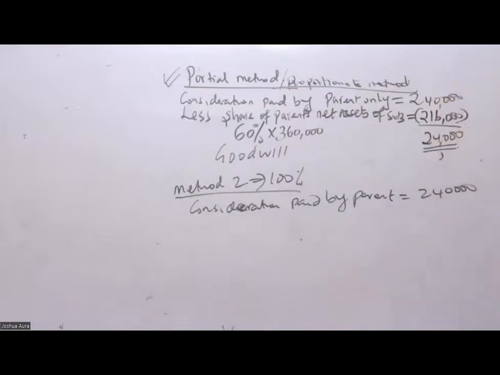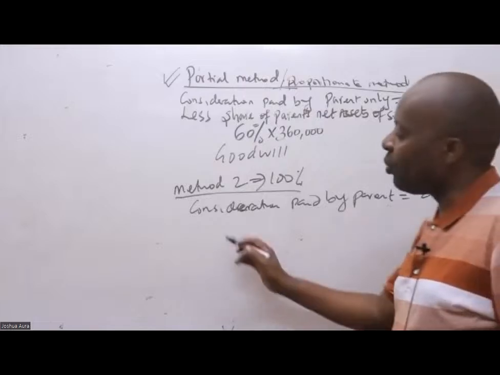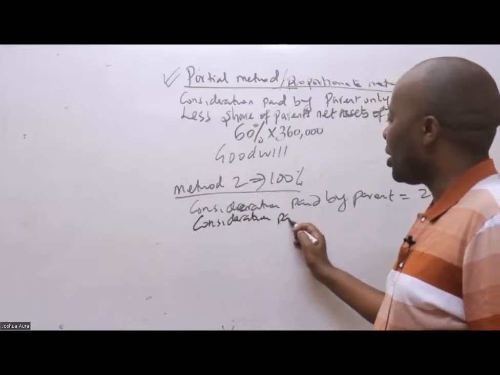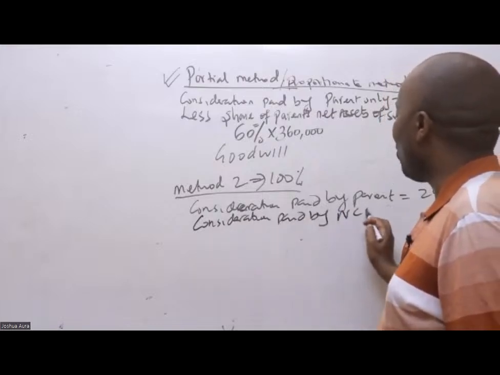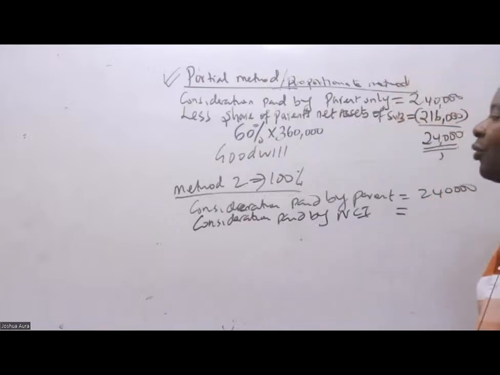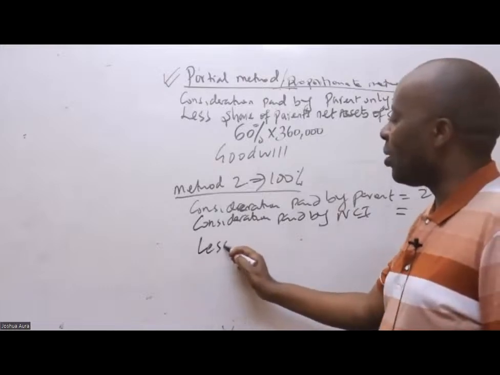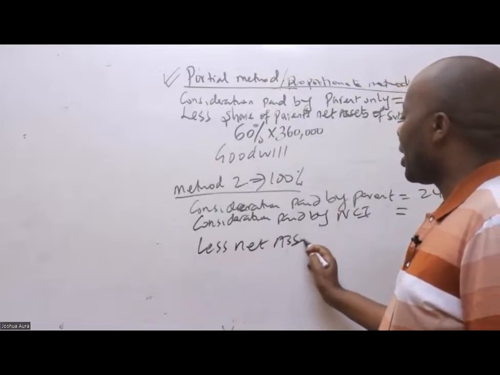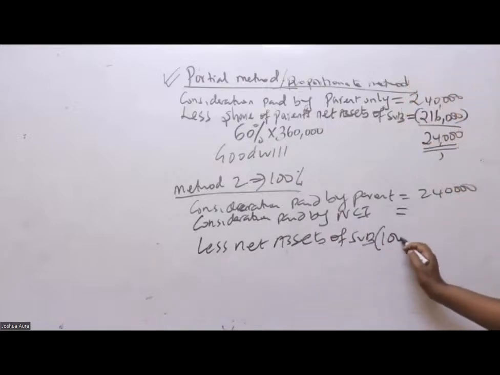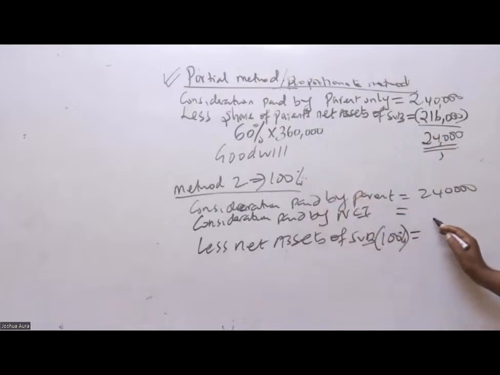They want us to make use of partial method, but they would still want us to bring here the consideration that was paid by NCI. They would want this. I'll show you how to calculate it. And then, of course, we have here less the net assets of the subsidiary, because it's 100% method, 100% reasoning. They'll come and use the 360,000. 360,000 is what they have.